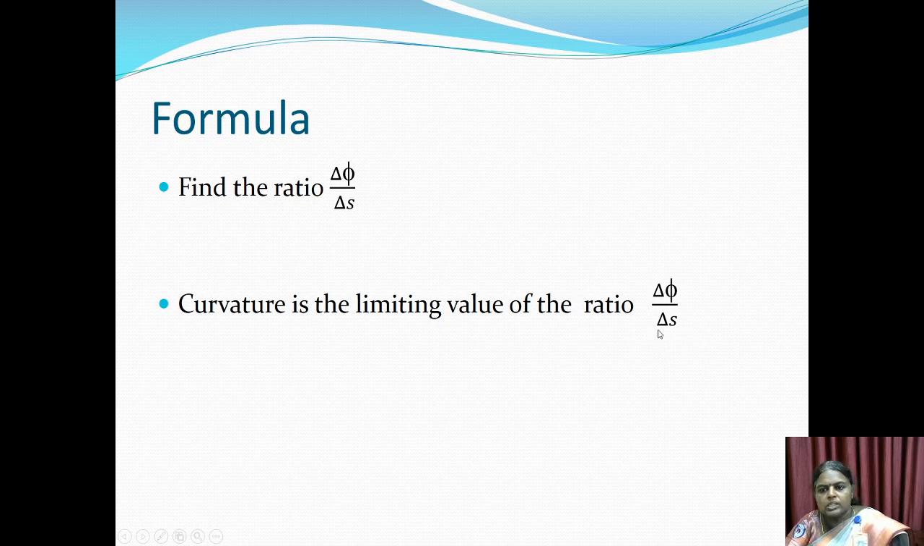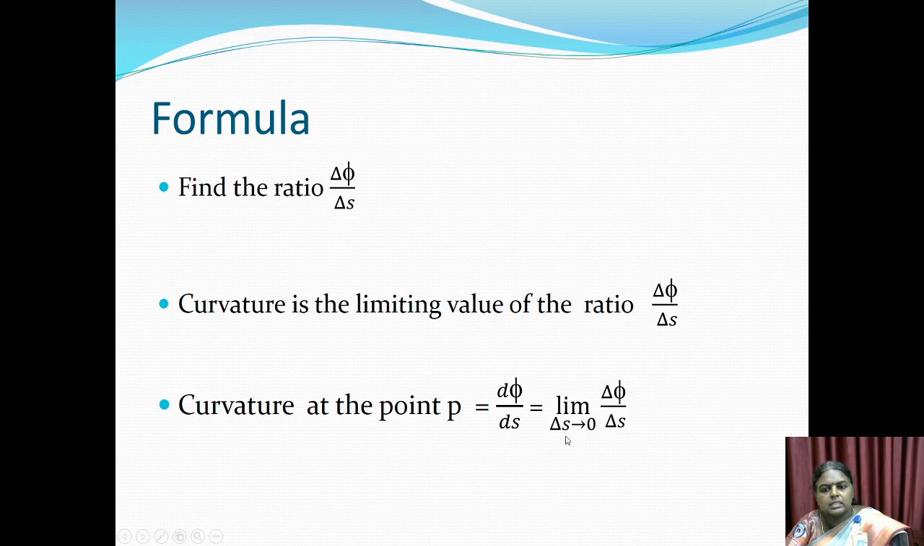Can we measure the curvature directly? We can't measure curvature directly, as we measure distance or weight. So we express it as a ratio of two known quantities, delta psi by delta s. That is the change in the angle with respect to the change in the arc length. Now we have to give one more condition, that we have to find the curvature over a small distance. So this delta s should be a small quantity, that is, it must be nearer to 0. So we find the curvature as the limiting value of the ratio as delta s tends to 0.